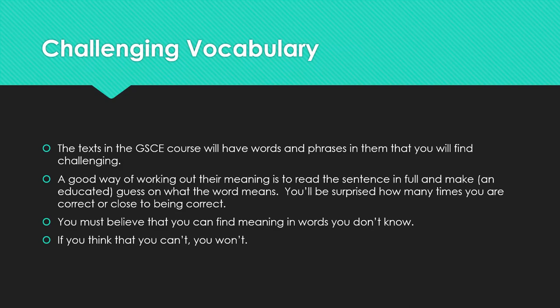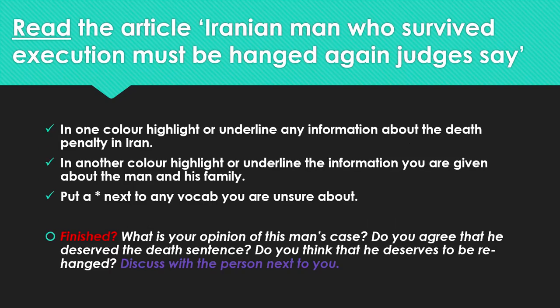Okay? So we're going to move on now. What I would like you to do is now read the article, Iranian man who survived execution must be hanged again, judges say, which is the headline of the news article. I would like you to read this article, and either on the Word document, you can do this, or you can print it and you can do these tasks with pen. I would like you, in one colour, highlight or underline any information about the death penalty in Iran. In another colour, highlight or underline the information you're given about the man and his family. I would like you to put a star next to any vocabulary that you are unsure about, but I would like you to also try and write down what you think that word might mean.